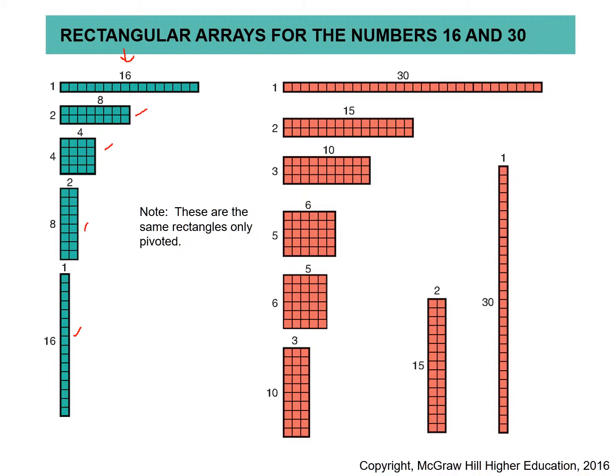Some of them are just pivoted rectangles with the same dimensions: the first one and the last one, the 2 by 8 and the 8 by 2. And then of course the 4 by 4, if I were to pivot that, I just get the 4 by 4 backwards because it's a square.